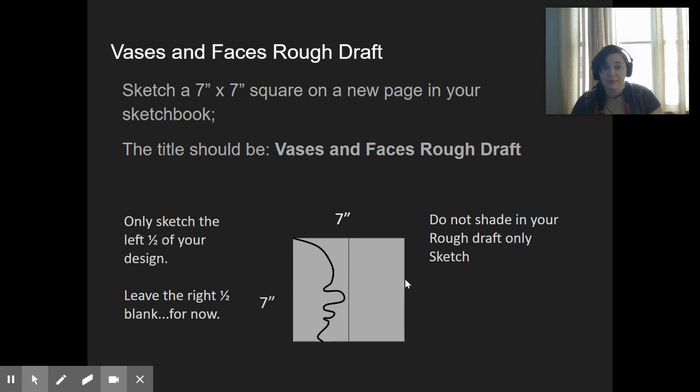We're going to be copying our rough draft onto our final. So it behooves us to really take our time with a rough draft. The thumbnails are quick. The rough draft is given more attention. So again, please complete the thumbnails and rough draft, and then we'll move on to our final.